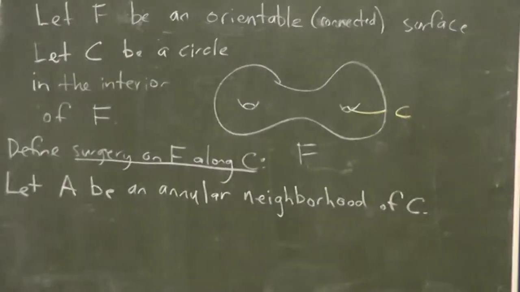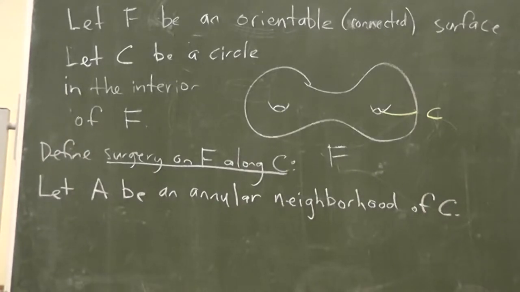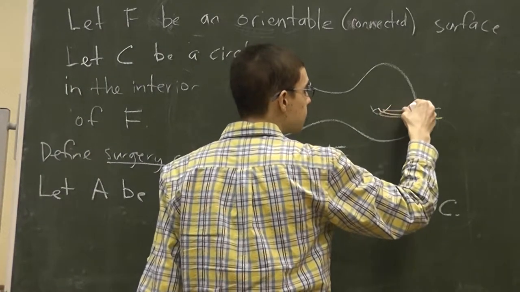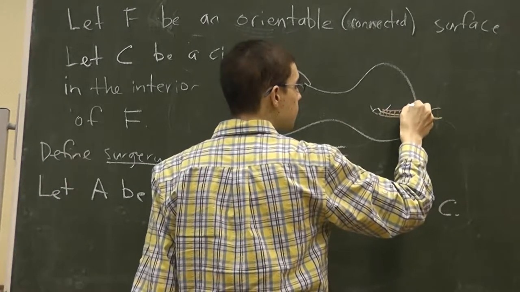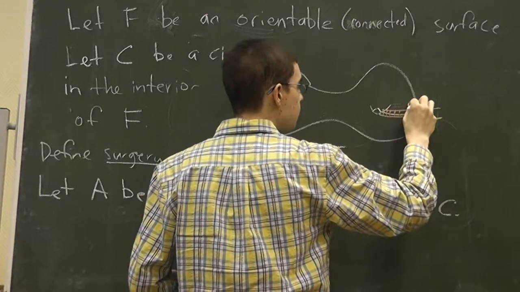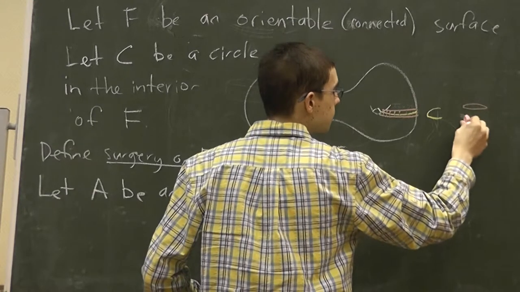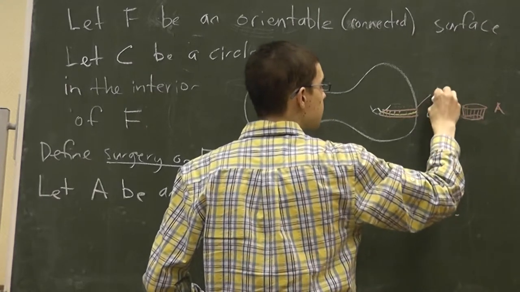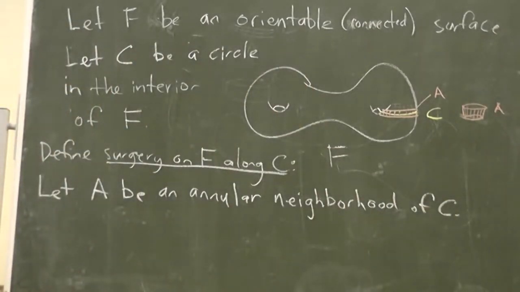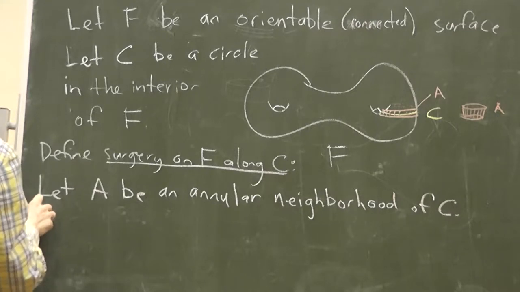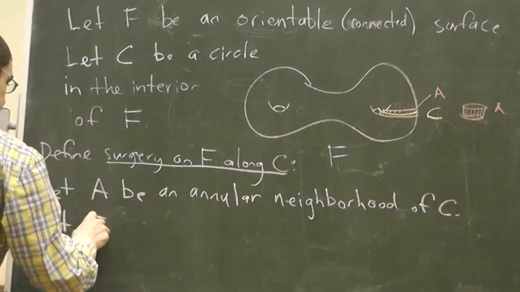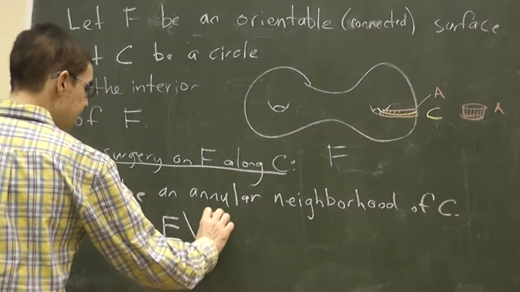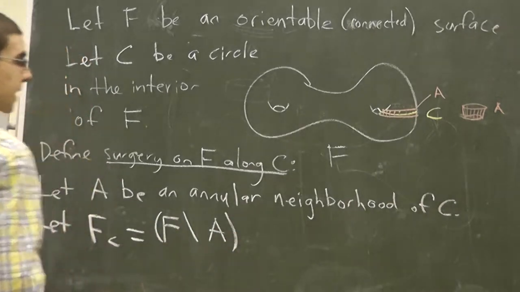So what that means is we've got a circle on the surface, and we just thicken up the circle a little bit. So my picture. Cut out from F the annulus. Just cut out the annulus.